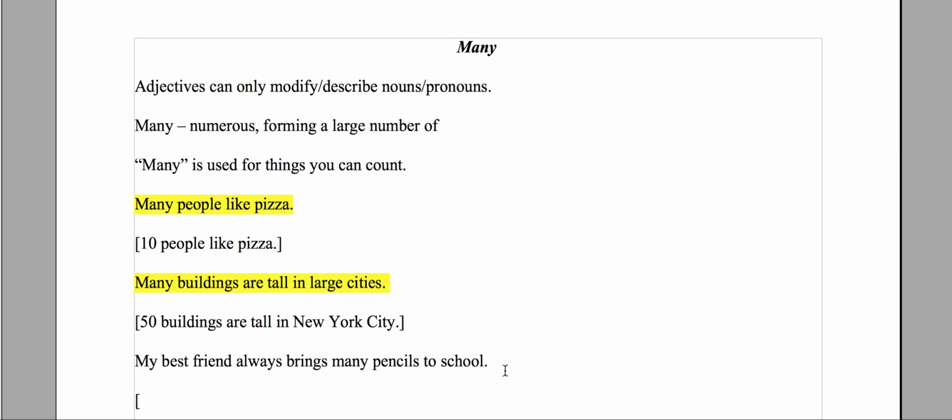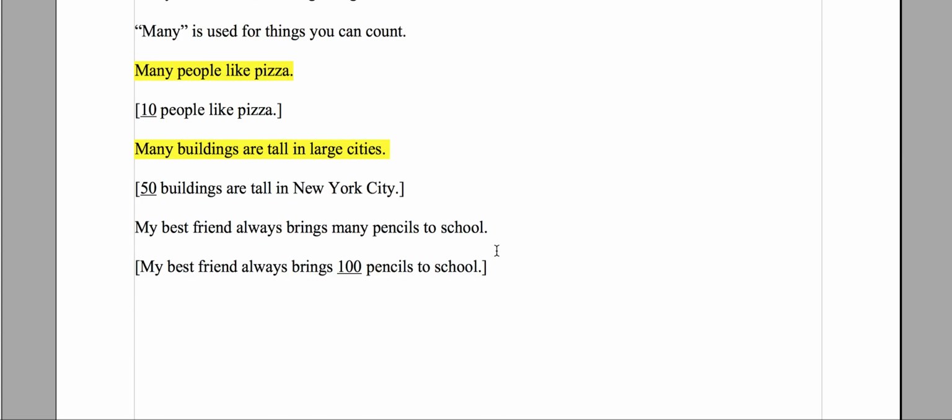And then you could say, so a good trick is if you could replace the word many with numbers, right? So you can replace many with 10, right? You can replace many with 50, and then here you can replace many with 100. That's a lot of pencils. It's probably at least a couple of those pencil holders. So if you can replace the word many with a number, then you're generally using it correctly.